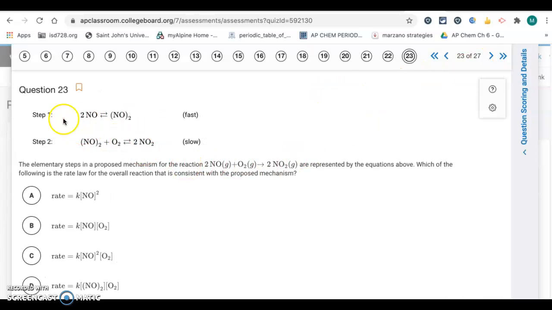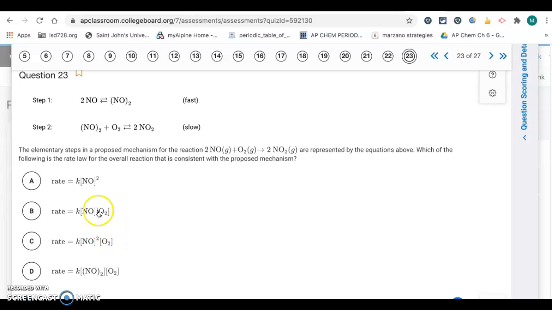Okay, question 23, another two-step mechanism. Question is, which of the following is the rate law for the overall reaction? So in this case, we have this slow step. We have this O2 and this NO2, or just NO2, I'm sorry. Now the problem with this NO2 is an intermediate. Intermediates cannot be in the rate law. So that means we have to substitute this intermediate out with the reactants that turn into it. So that means it's going to be NO to the second order along with this O2 to the first order. So that means it's going to be letter C. Gives us that rate law.